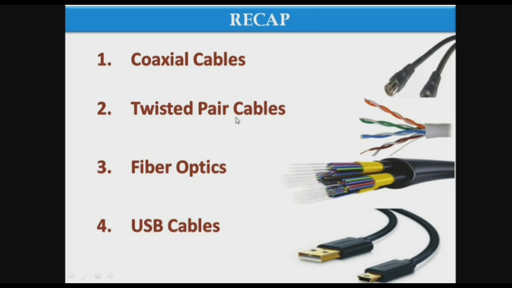And the second type is twisted pair cable, in which the copper wires are twisted with each other to avoid noise. Within that, the data can be transmitted from 10 megabits per second to 10 gigabits. It consists of two types. One is UTP, another one is STP. UTP is unshielded twisted pair cable, whereas STP is shielded twisted pair cable.